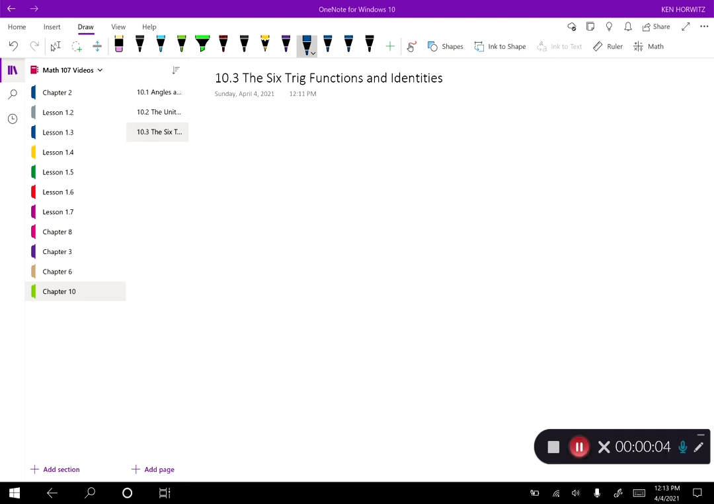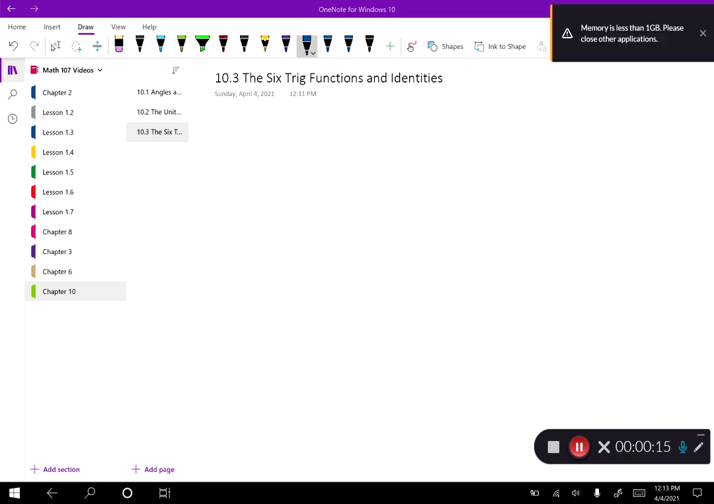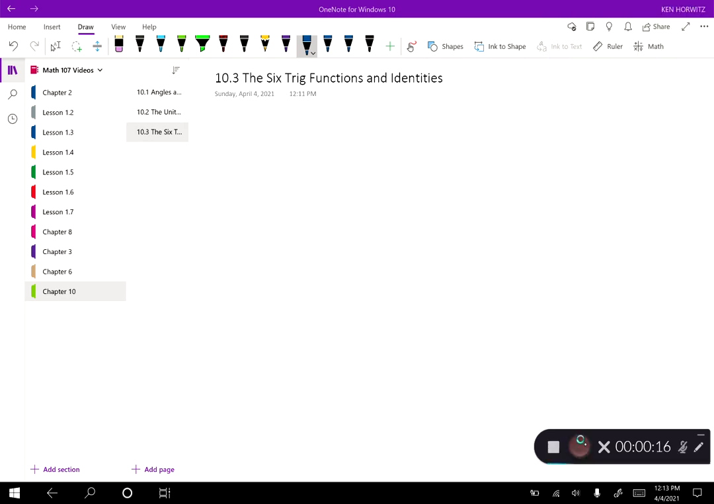Welcome, everybody. All right, today we're going to talk about the six trig functions and fundamental identities. This is a continuation from the last section where we were discussing the unit circle and specifically getting the sine and cosine. Once you have the sine and cosine from that point on the unit circle, you can utilize the specific identities to get all six trig functions.